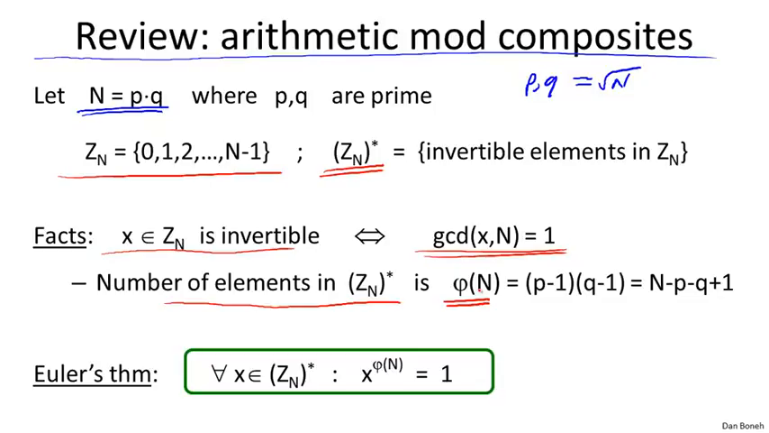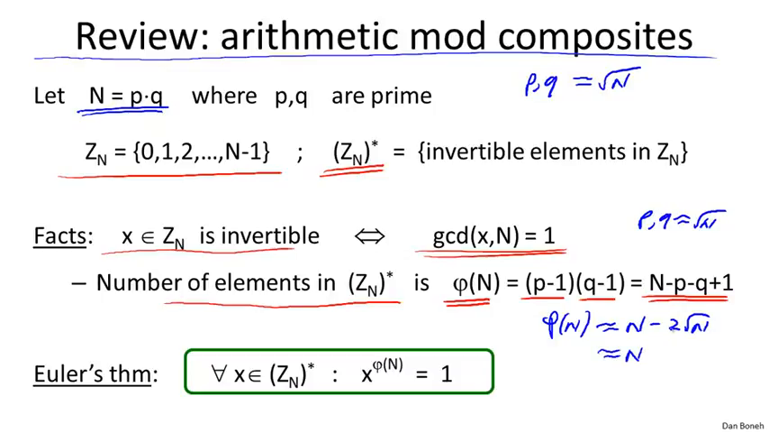I told you that when n is a product of two distinct primes, then phi of n is equal to p minus 1 times q minus 1. If you expand it out, you see that this is really equal to n minus p minus q plus 1. Now remember that p and q are on the order of square root of n, which means that p plus q is also on the order of square root of n, which means that phi of n is on the order of n minus 2 square root of n. So in other words, it's very, very close to n.